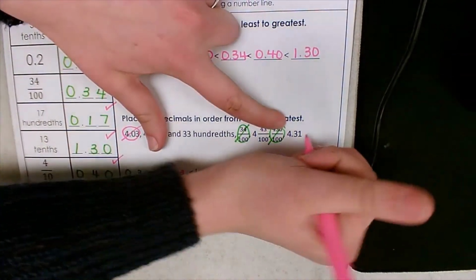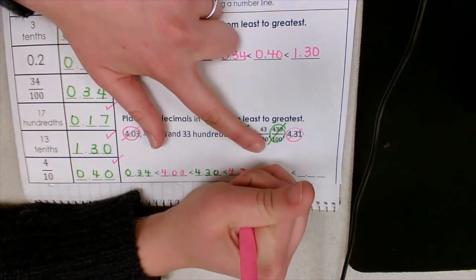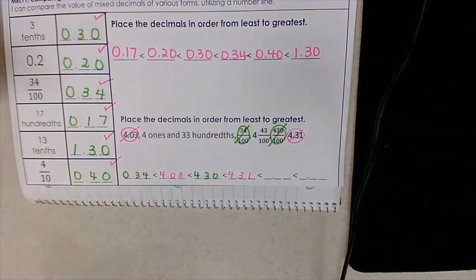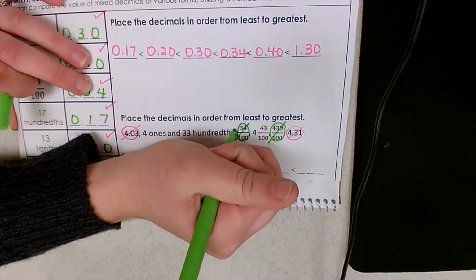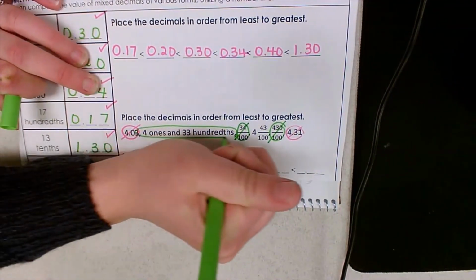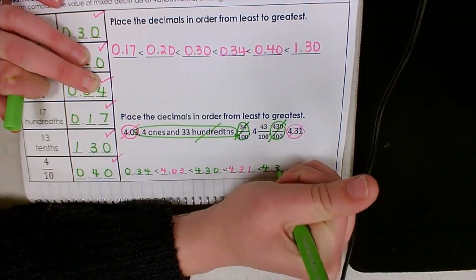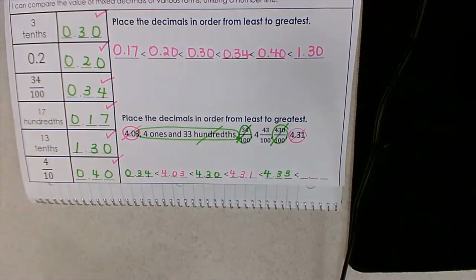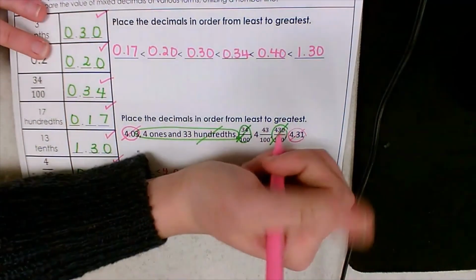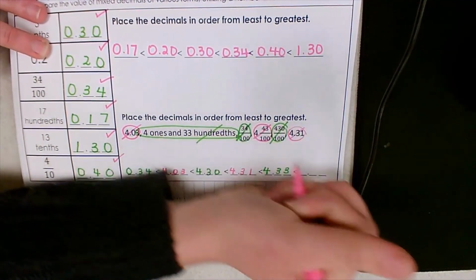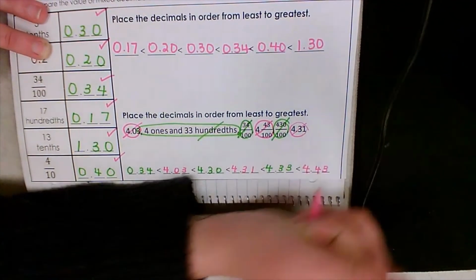Then we'll do 31 hundredths next. Then we'll put 33 hundredths after that. Those were really close together. Last but not least, we'll end it on 4 whole groups and 43 hundredths.